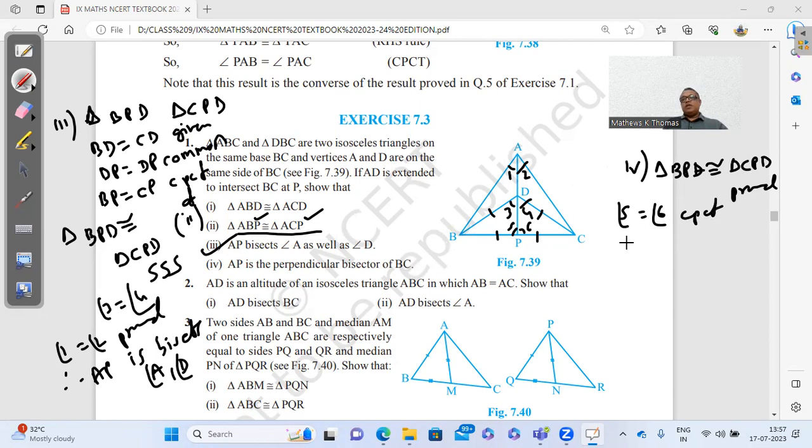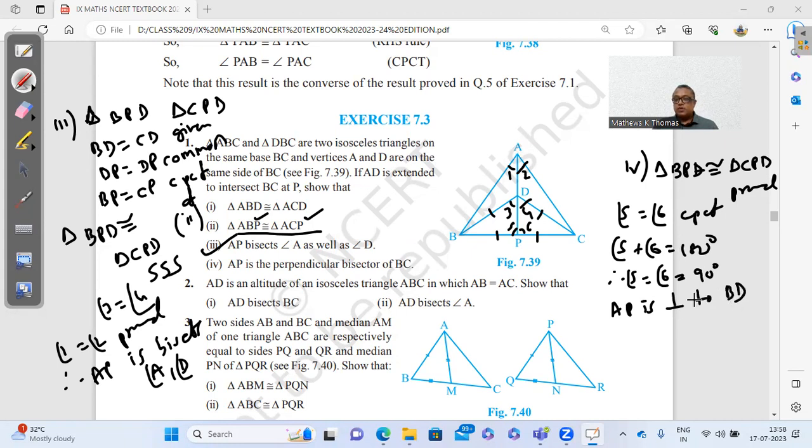Now 5 and 6 form a linear pair. So 5 plus 6 is 180. These two are equal and they are a linear pair. Therefore, what can we say? That 5 and 6 are each equal to 90. If 5 and 6 are equal to 90, what does it indicate? It means that AP is perpendicular to BC. And we have already proved here that BP equal to CP. So we have proved it's perpendicular. We have proved that it is a bisector. And therefore, what can we say? AP is the perpendicular bisector of BC.